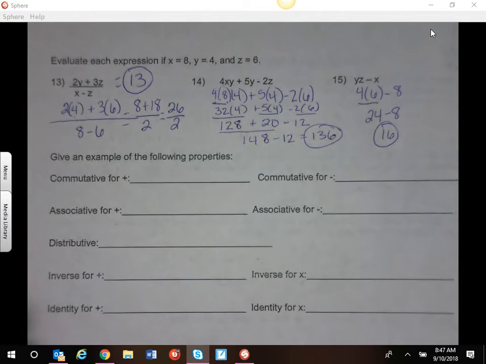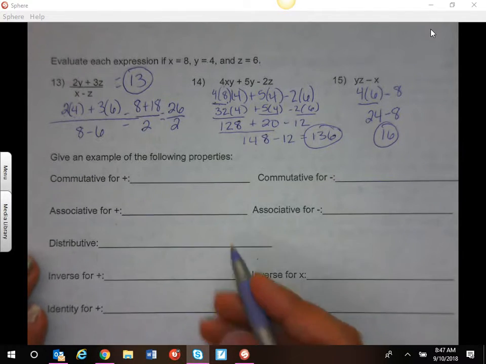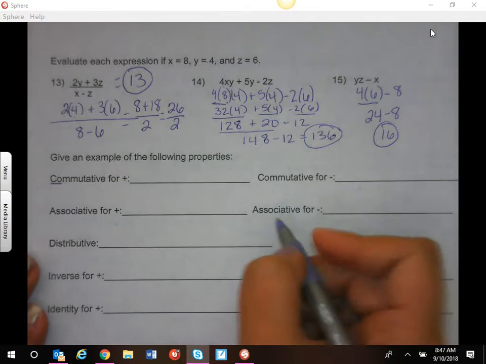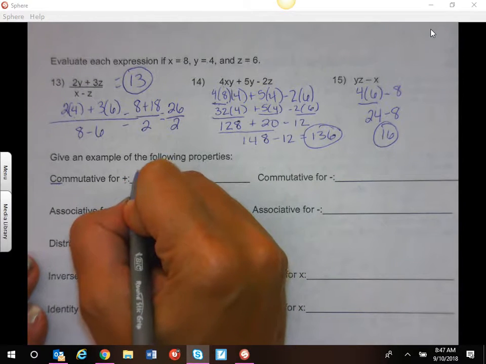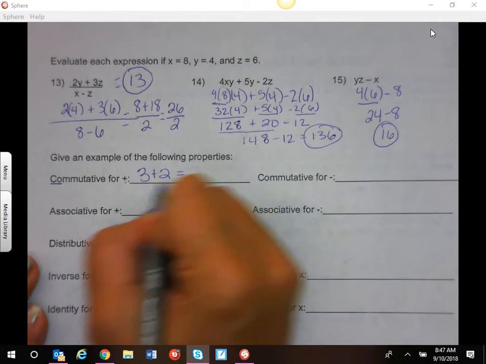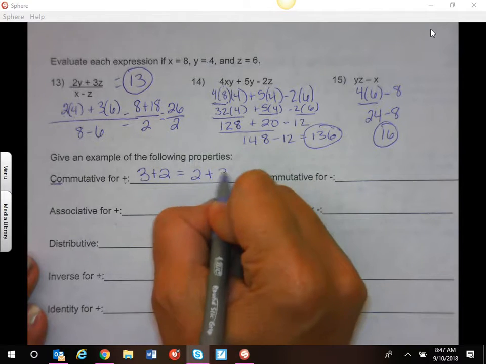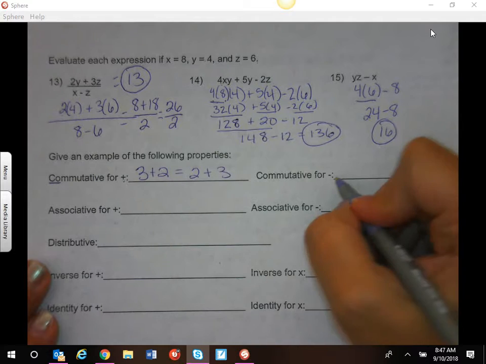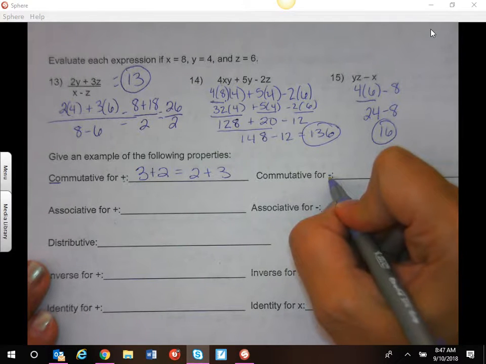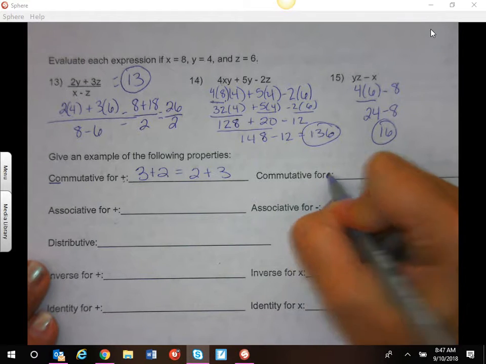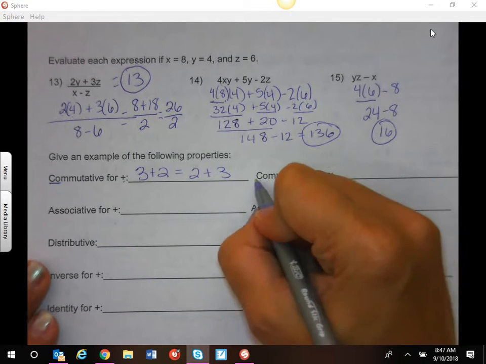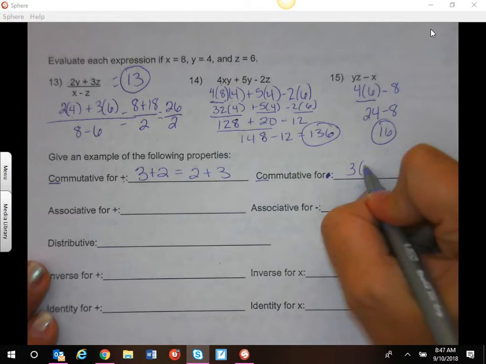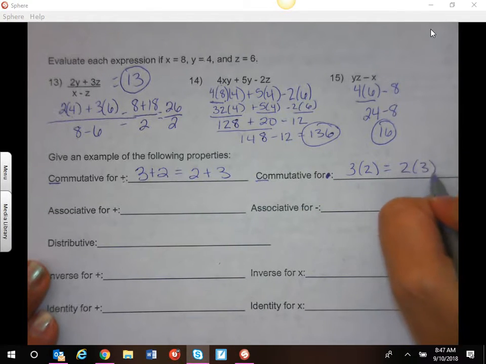If you needed to use your notes, you could. Or you can just, hopefully you know them, right? Commutative, changing the order for addition. So maybe we have 3 plus 2, and if we change the order, it becomes 2 plus 3. It doesn't have to be super complicated. This should be a dot for times. Sorry about that. You don't have a commutative for subtraction. So I can say 3 times 2 and 2 times 3.